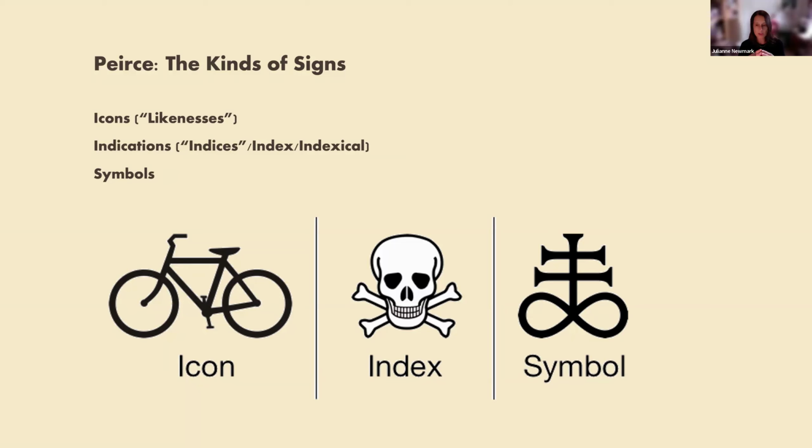A really famous indexical sign is footprints on a beach. So that indicates that somebody was there before, a movement happened there. You can also see this in an illustration of like a fire or something with the little tendrils of smoke coming up. That also conveys a certain kind of action.